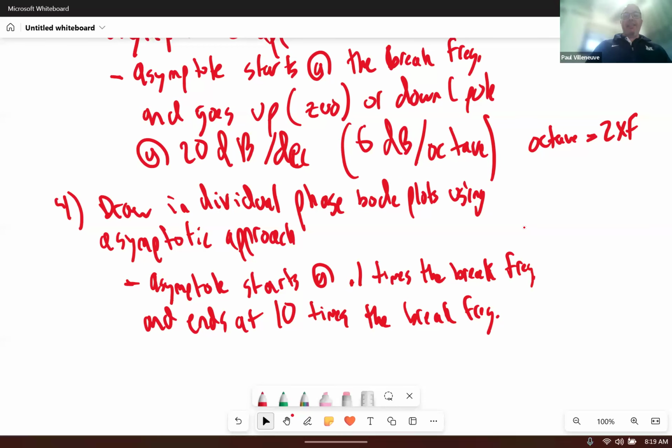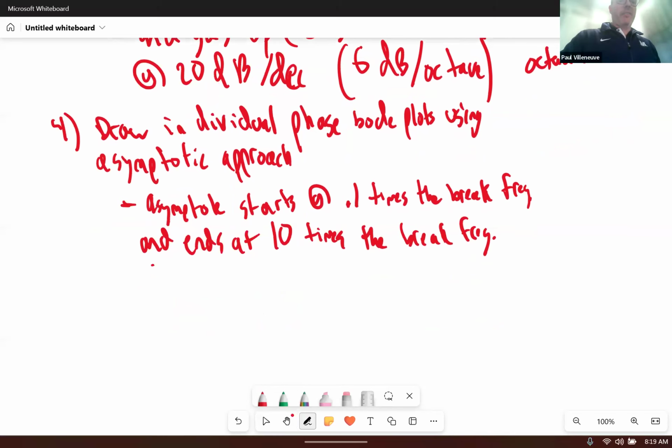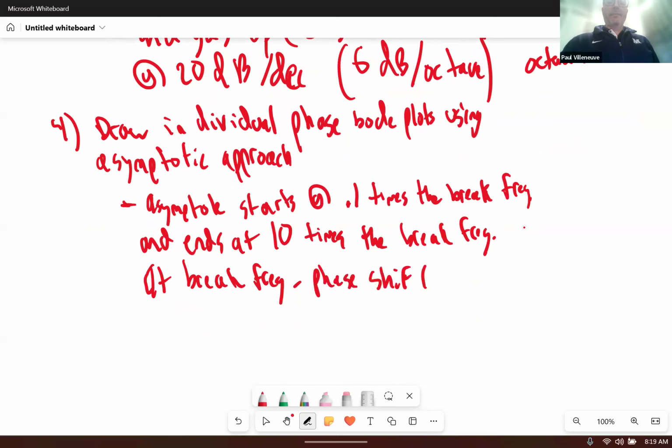Okay. And so right at the break frequency, what should the phase shift be? What's the phase shift? If you start at 0.1 and you go to 10 and you go 90 degrees, what would be at 1? 45 degrees, isn't it? 0.1 to 1 is 45 degrees. 1 to 10 is 45 degrees. So you're at 45 degrees at your break frequency.